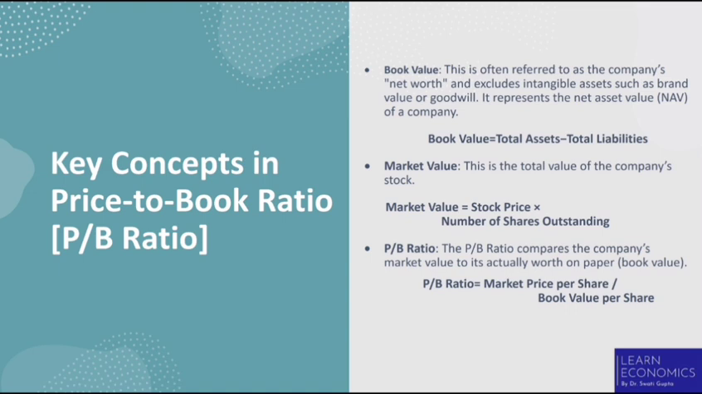First, book value. Book value represents the net worth of a company. It is the value of a company's total assets after subtracting its total liabilities. Or we can say that it shows the amount that shareholders would theoretically receive if the company liquidated all its assets and paid off all its debts. The formula for book value is equal to total assets minus total liabilities. If we subtract total liabilities from the total assets, we get the book value.